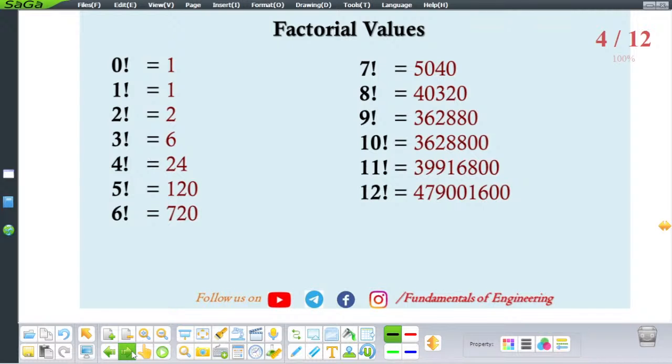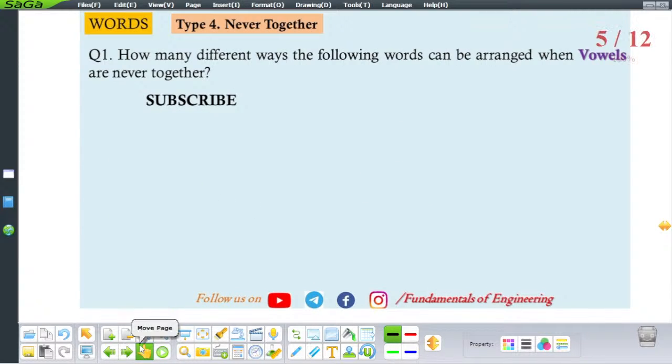If you have taken the screenshot of all the factorial values, we'll move forward to the question of type 4, never together. The first example we are going to discuss: in how many different ways can we arrange the letters of the word SUBSCRIBE when the vowels are never together? We have seen the always-together case for vowels, consonants and other letters. Now we are going to discuss the vowels never together.